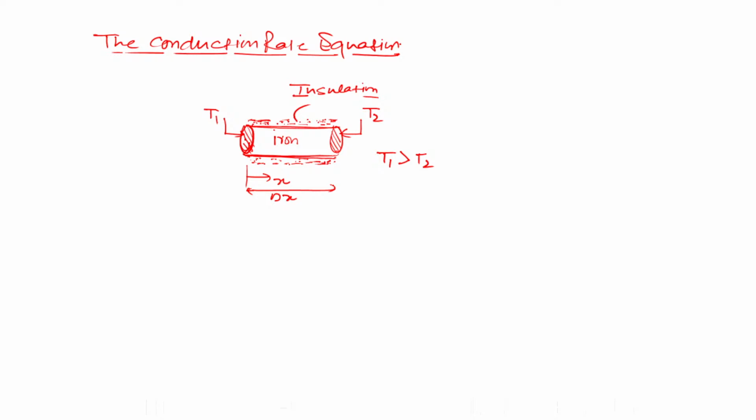So how many variables are there? If you see, we are able to find out the heat flux. Variables are delta T, delta X, and area. These three are the main variables: temperature difference, length, and area. Area in the direction of heat transfer, these are the variables.